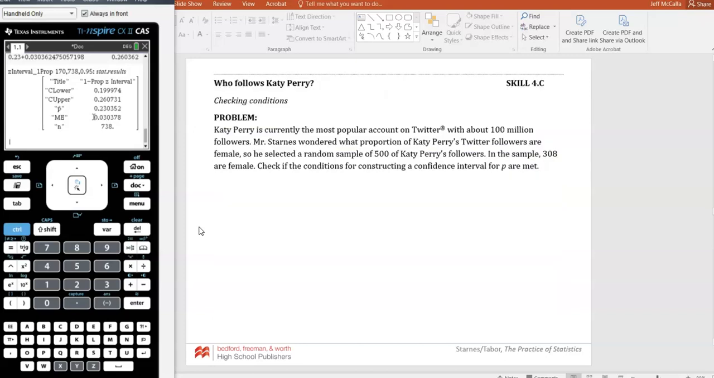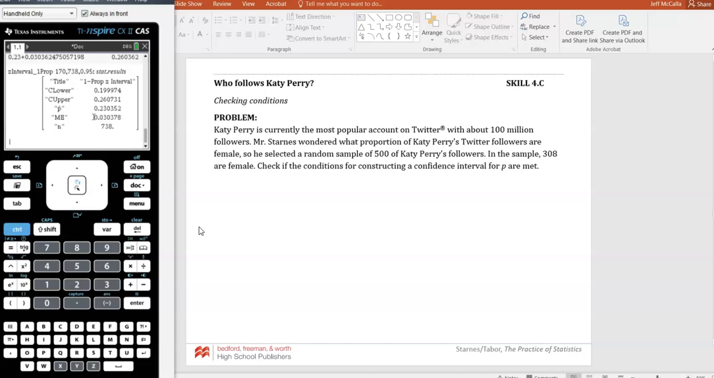Okay, so done with the lesson. Just try a few examples. Katy Perry is currently the most popular account on Twitter. It's about 100 million followers. Mr. Starnes wonders what proportion of Katy Perry's Twitter followers are female. So he selected a random sample of 500 of Katy's followers. In the sample, 308 are female. Check if the conditions for constructing this confidence interval for p are met.